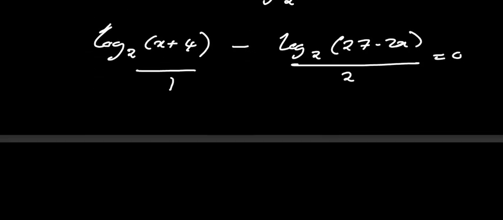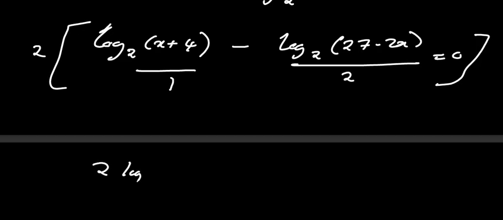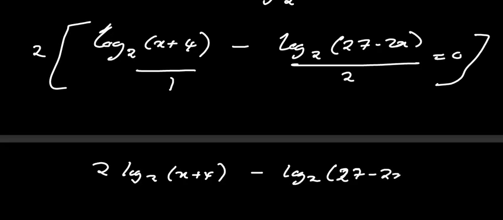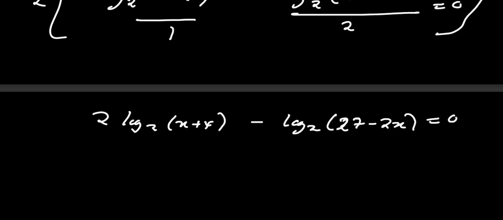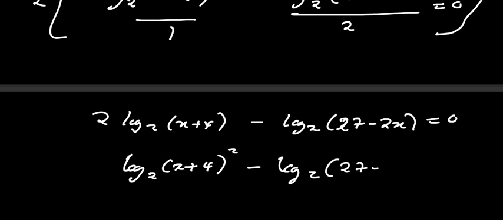We can just multiply throughout by 2. That's the best way to go about it, so that we cancel this 2 which is down there. This will be 2 log (2x plus 4) minus log (27 minus 2x) is equal to 0. Then from here we can take the 2 back so that we obey the rules and make this a single quantity. The 2 comes there as a power. We have 27 minus 2x is equal to 0.